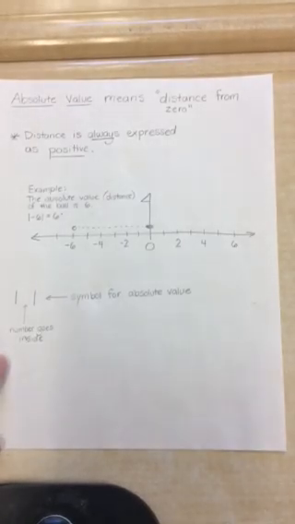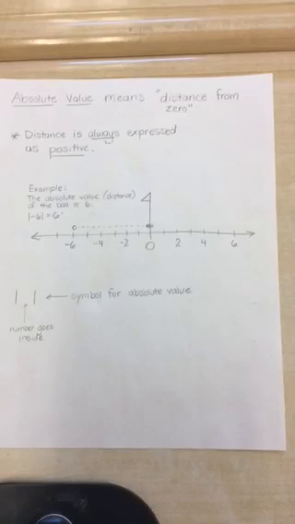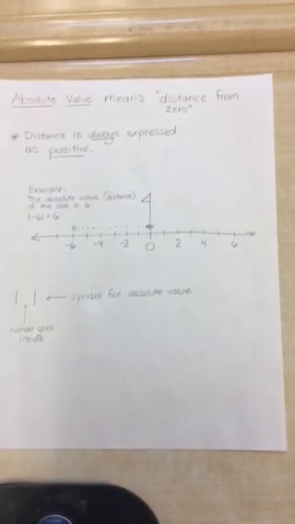Because really with distance, it doesn't matter what side of the target, which is 0, that you're on. It just matters how far away you are. And far indicates distance, which is positive. So let's look at a few examples here.